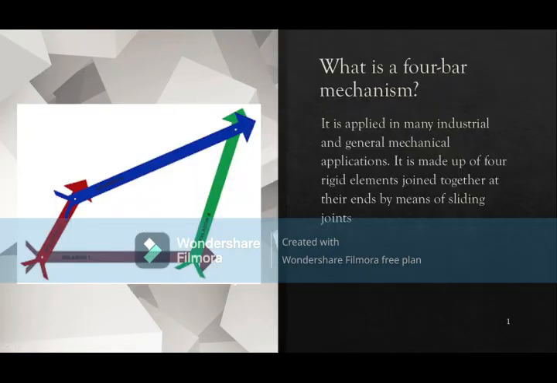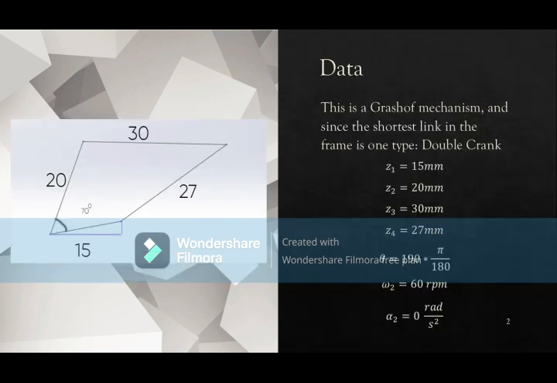What is a 4-bar mechanism? It's applied to many industrial and general mechanical applications. It is made of 4 rigid elements joined together by sliding joints. This is a Grashof mechanism, and this is the shortest link in the framework, a double crank.